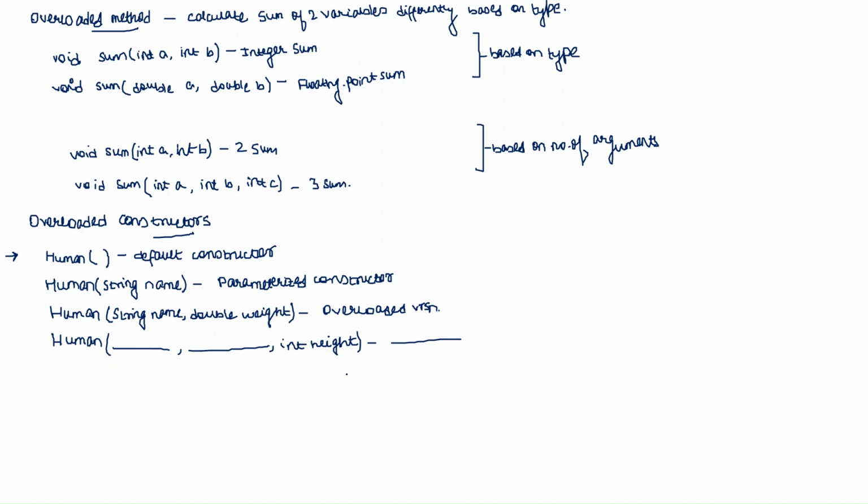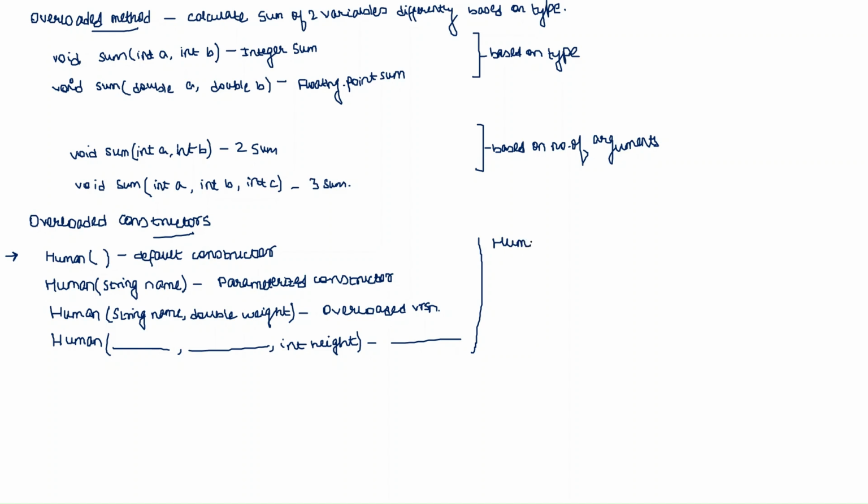So how exactly will the compiler determine which constructor to invoke? The compiler uses the same technique: it differentiates based on their type or the number of arguments that they have. And that is how overloaded constructors are also distinguished. Here we have been looking at overloaded versions of the constructors where the distinguishing factor is the number of arguments. But let's say it is based on type.